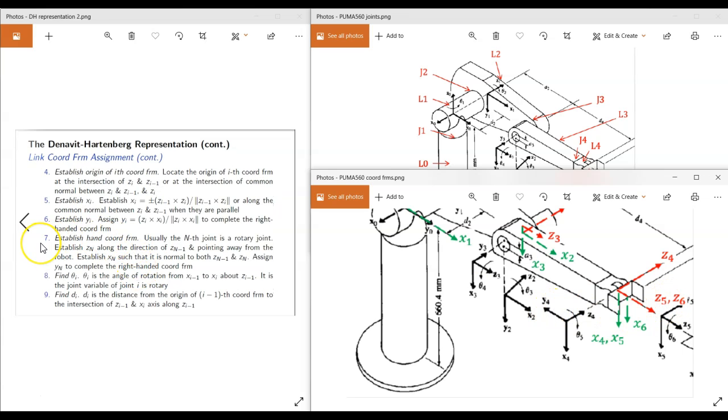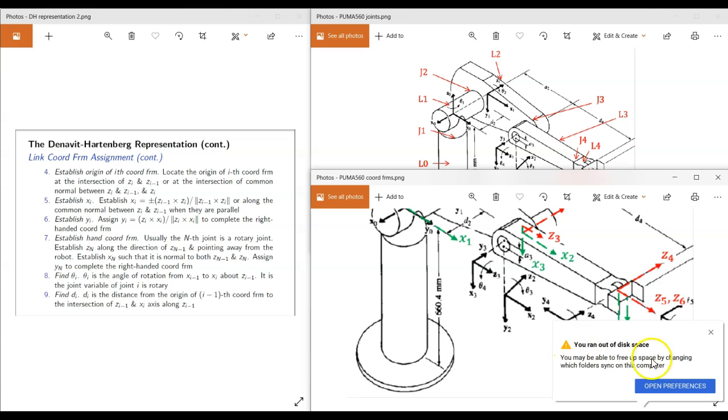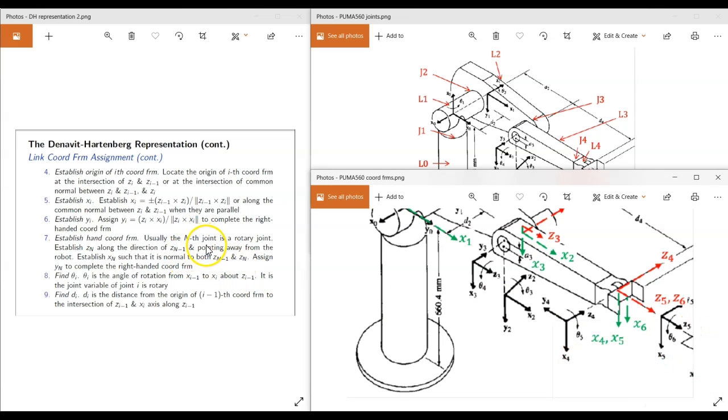Now let's move on to step number 7. Establish hand coordinate frame. So this is the last coordinate frame, and it is usually on the end effector. So it says usually nth joint is a rotary joint, which is true in our case, and establish Zn along the direction of Zn-1. So we have to establish Z6 along the direction of Z5. So this is our Z6. I've drawn it to be the same line. So this line represents Z5 and Z6.